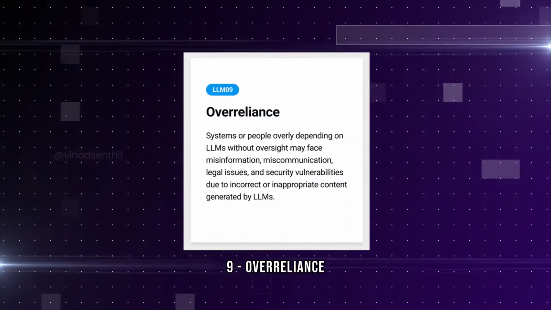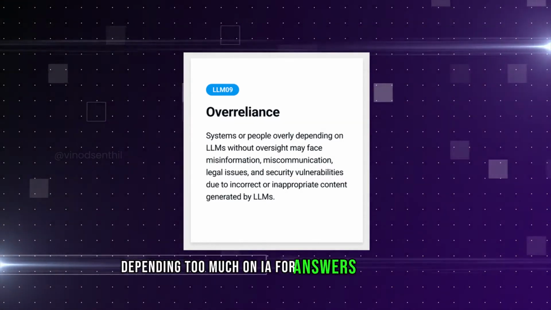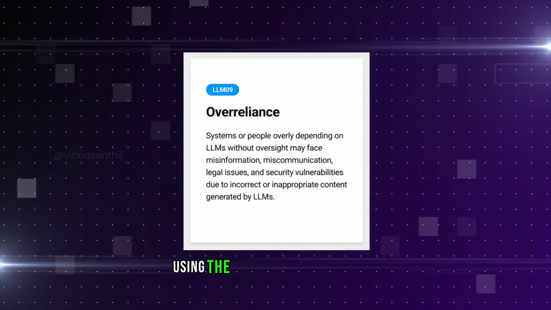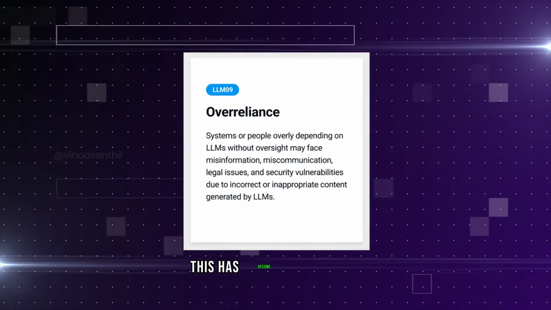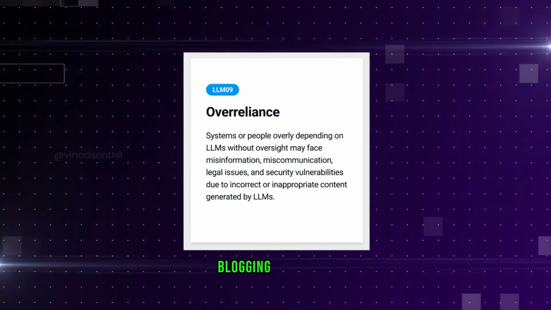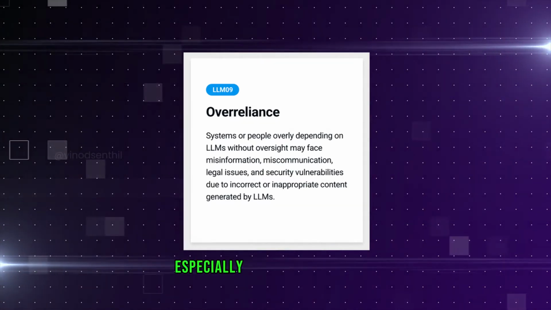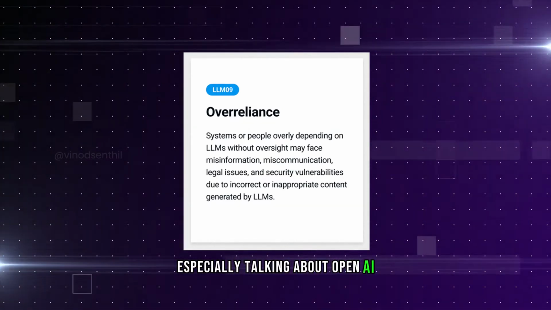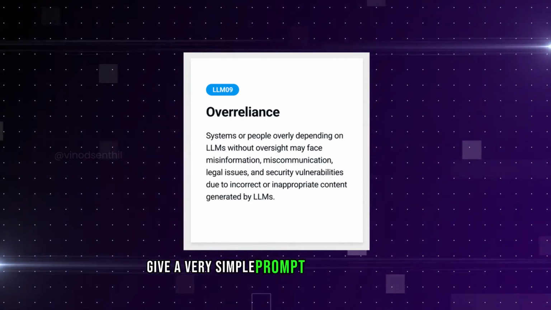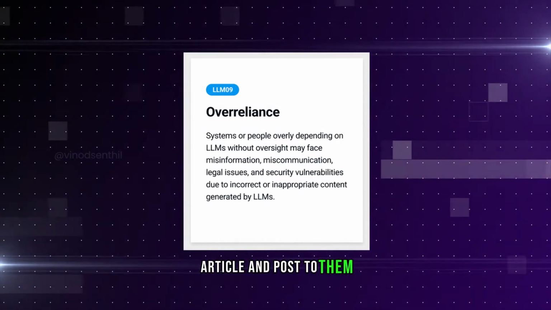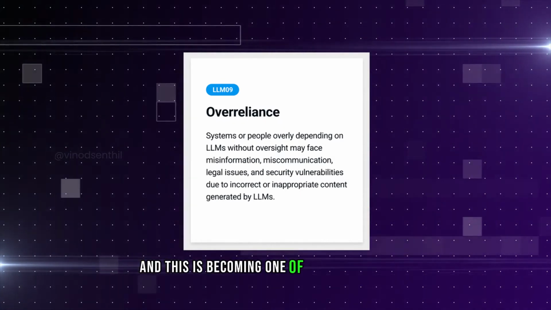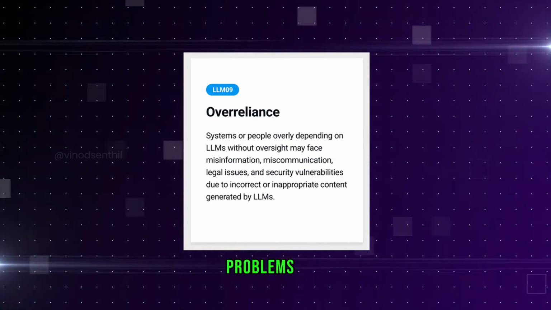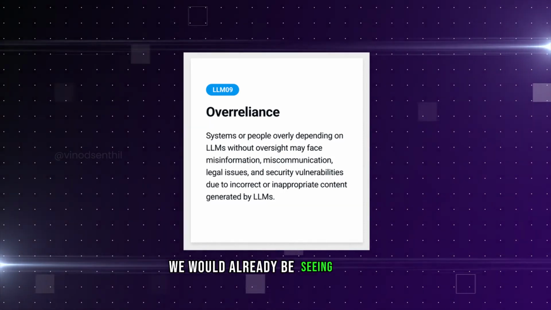9. Over-reliance. Depending too much on AI for answers or solutions. For example, using the AI to write a news article without fact-checking its output. This has become one common blogging technique in most organizations, especially talking about OpenAI. People generally give a very simple prompt to create a blog article and post it without even fact-checking the data. And this is becoming one of the most primary problems that we would already be seeing in 2023.